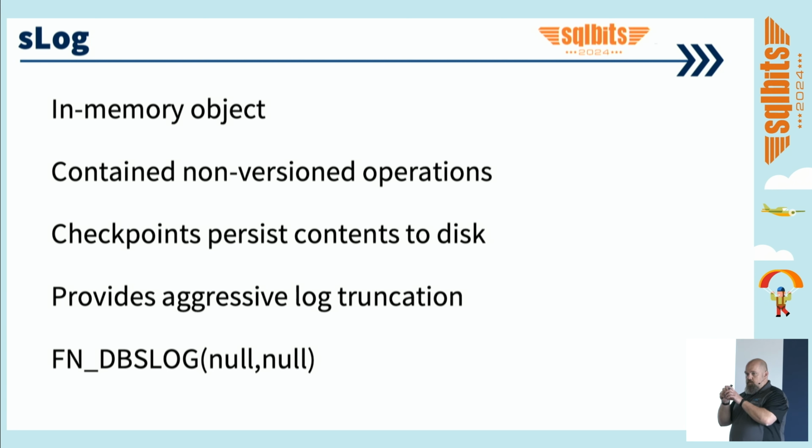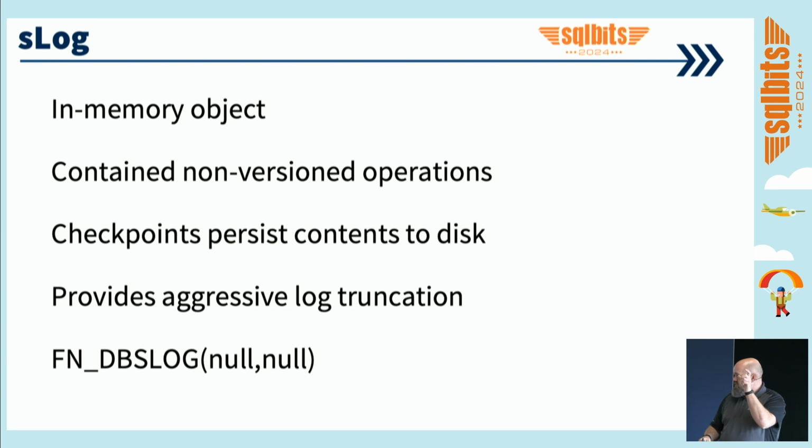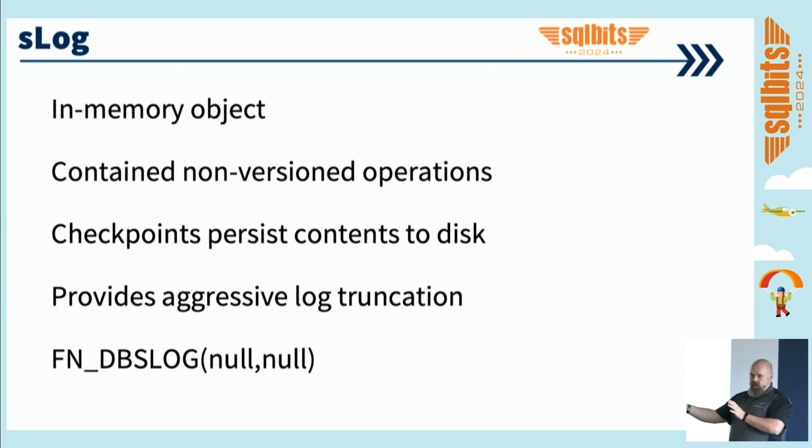And so we're removing components out of the transaction log into the S log, right? And because it's in memory, when we have to read from that new object in a crash recovery or rollback, it's significantly faster. The checkpoints are still persisted to disk, so even though it's in memory, when a checkpoint happens, it still flushes that down to disk, right? And the S log is what allows us to provide that aggressive log truncation, so we don't have to worry so much about the transaction log consuming all the disk space, okay?